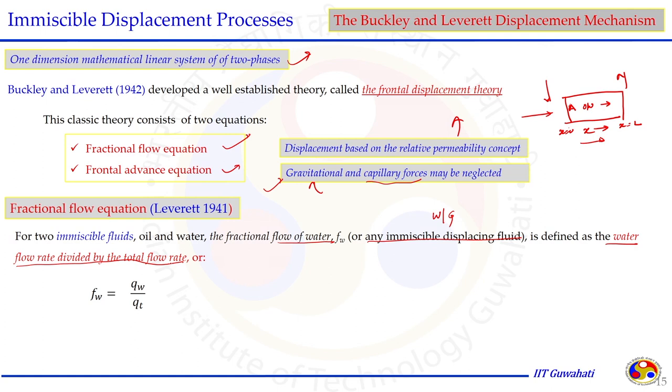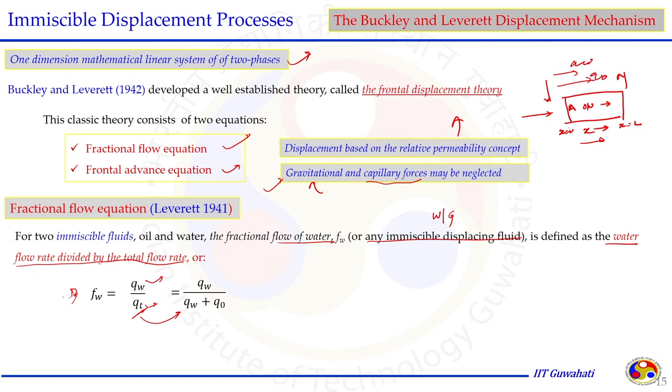Or mathematically, so simple, Fw, that is the fractional flow of water, is the flow rate of water divided by the total flow rate of oil and water in the system. So, the Qt can further be written as Qw plus Qo. So, both oil and water are flowing. This is Qw, this is Qo.